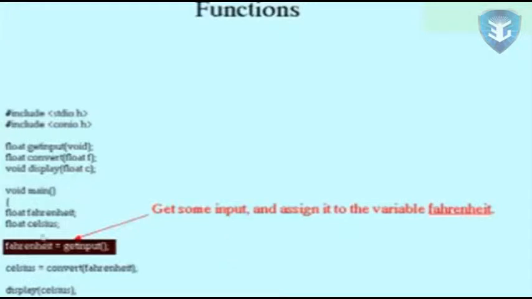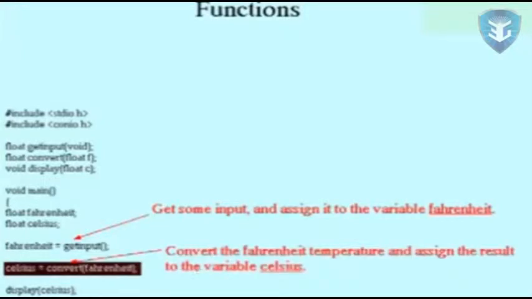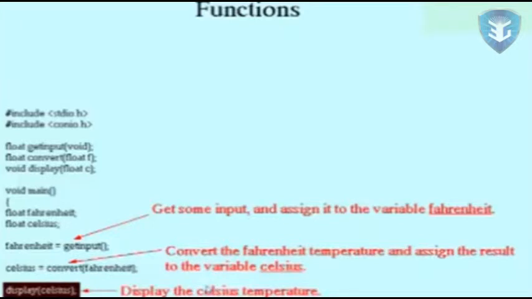We've got, well, you already know about variable declarations inside of main. Here we have a function that says get the input and assign it to a variable called Fahrenheit. Here's a function that says convert the Fahrenheit value into Celsius. So take Fahrenheit, convert it, and assign the result to Celsius. And here's something that says display the result in Celsius. Notice that with some good names here, I don't even have to put any comments. It's self-documenting code.